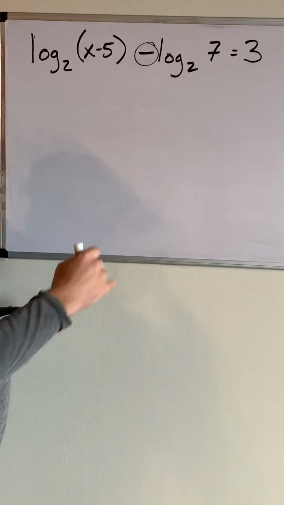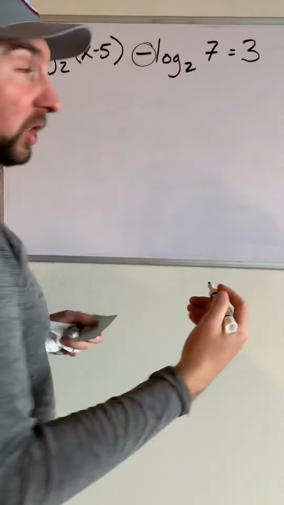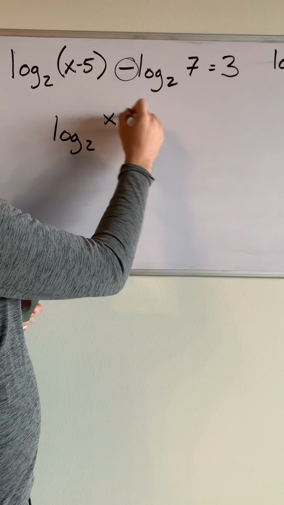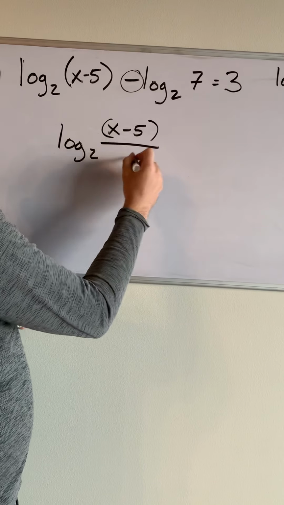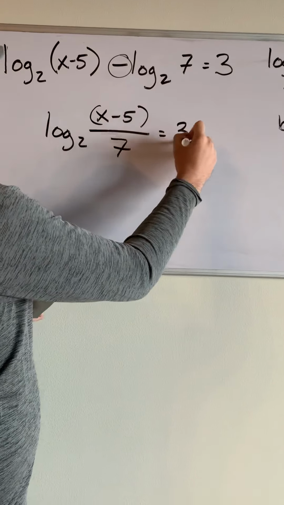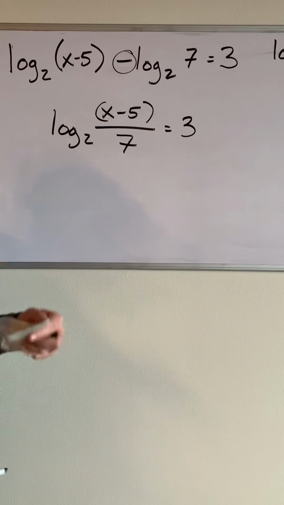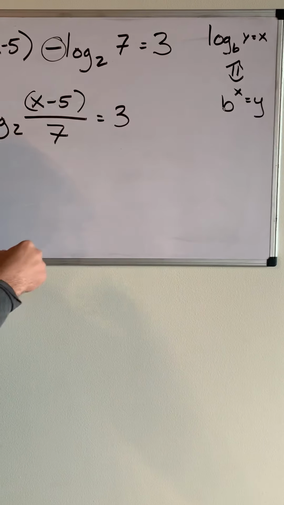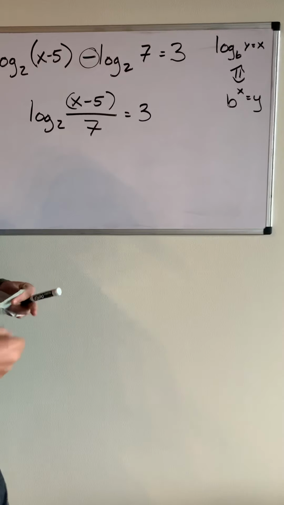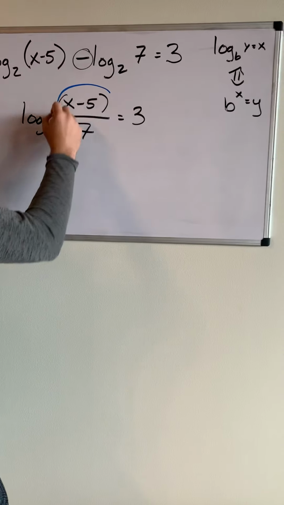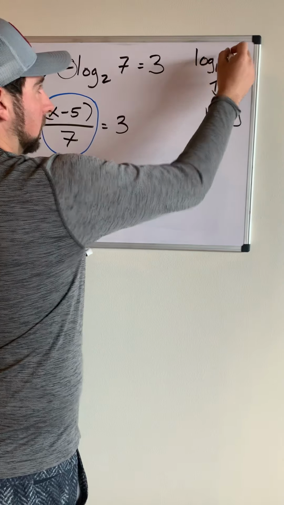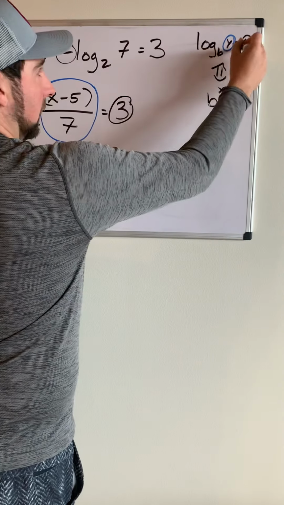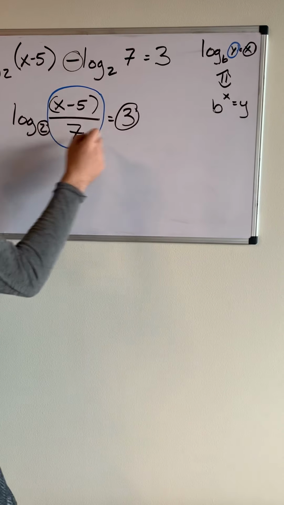This is subtraction. So I'm gonna go ahead and do my division. So I have log base 2 of x minus 5, all over 7, equals 3. All right, from here, I have it in this form. This whole thing right here is my y. This guy is my x. And this guy is my b.